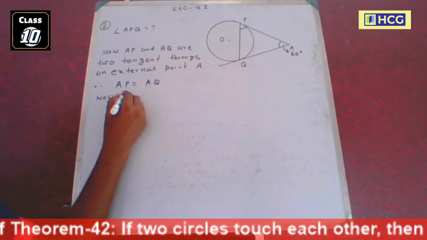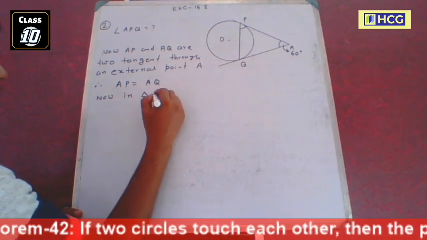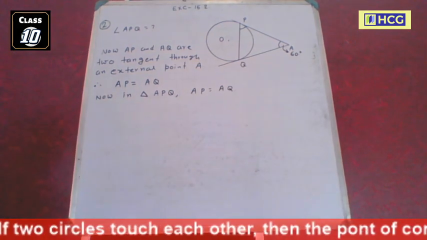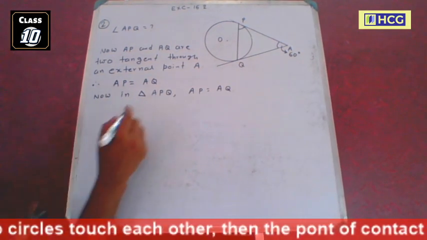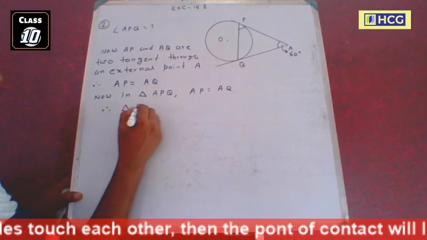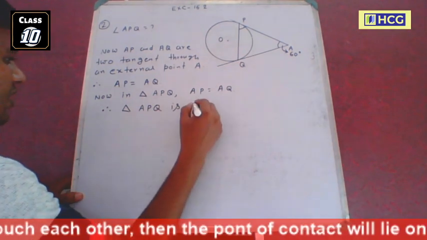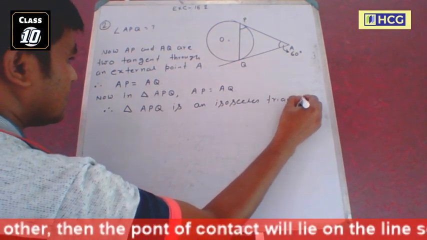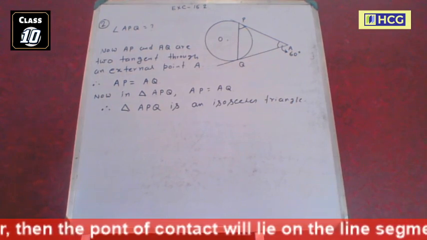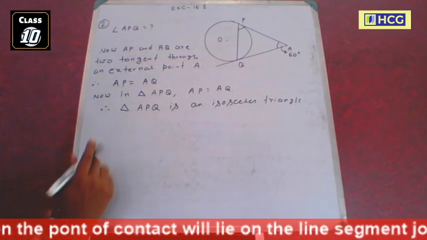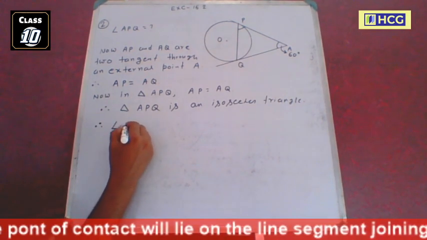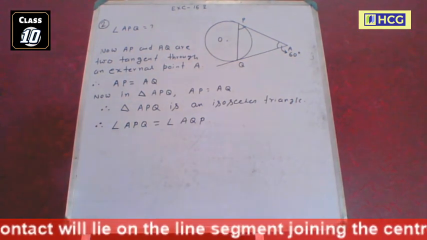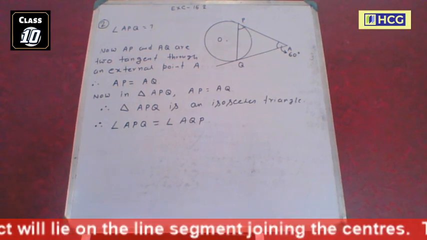Now, in triangle APQ, AP equals AQ. In a triangle, the lengths of two sides are equal, so therefore the triangle is an isosceles triangle. In an isosceles triangle, the angles opposite to the equal sides are equal. So therefore, angle APQ equals angle AQP.